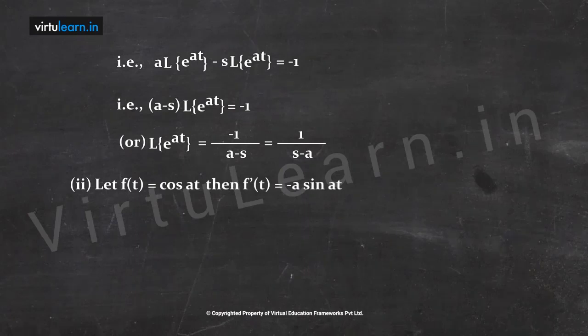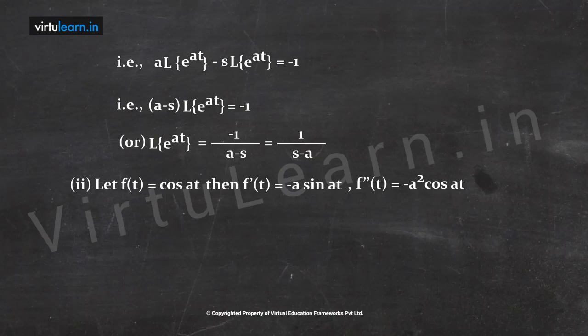Am I right? The derivative of cos at is minus sin at, with coefficient a, so minus a into sin at. f double dash of t equals minus a square cos at, because I need the cos at formula once again, that's why I am differentiating. According to the first derivative we won't get the formula, because here cos is available and here we get sin. That's why I am differentiating one more time. f double dash of t equals minus a square into cos at.